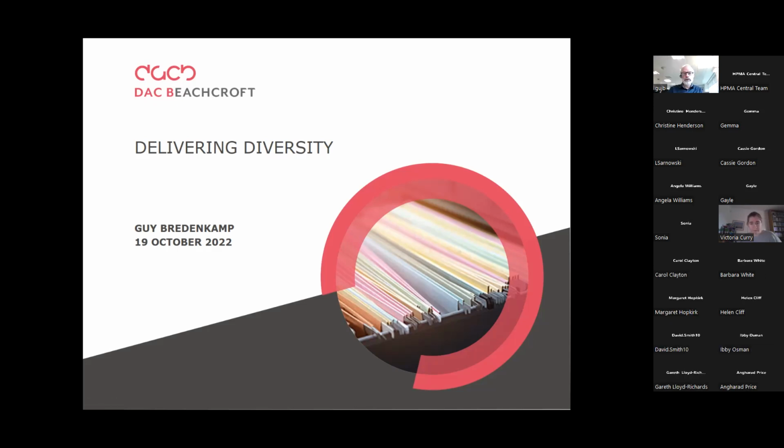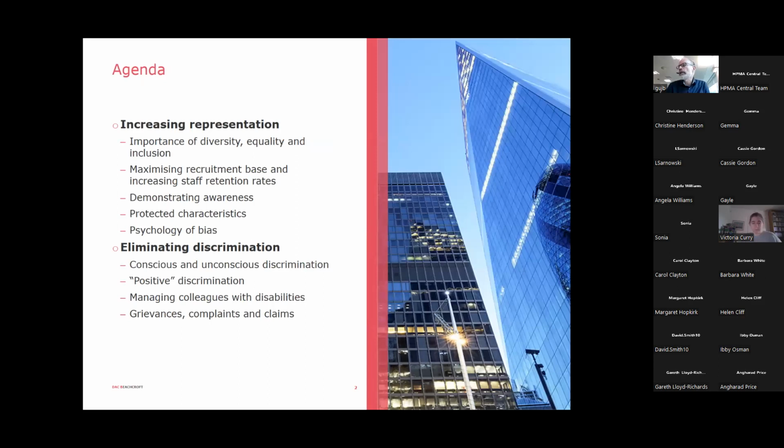So what we are looking to do today is really summarized on this slide. A couple of issues in broad terms, one of which is to do with increasing representation, which I suppose is what the whole theme of delivering diversity is about. So it's all of those things about the importance of diversity, equality, and inclusion, some of which will be perfectly obvious to all of you, but there'll be, I hope, some useful insights in there as well. And then some more hard-edged legal points about eliminating discrimination in practice, including conscious and unconscious discrimination, positive discrimination, some issues about disability discrimination in particular, and some of the tricky issues you find in practice with discrimination.